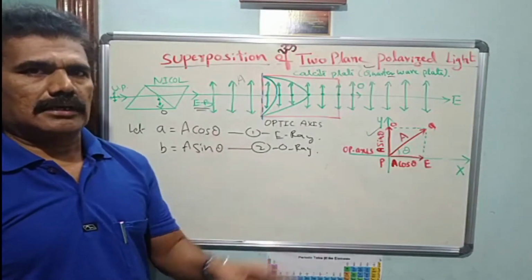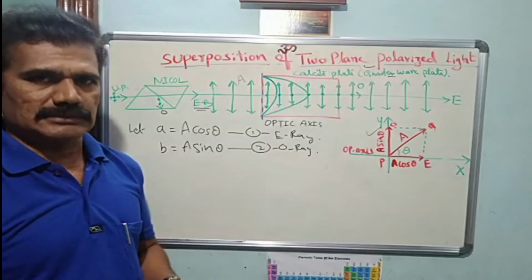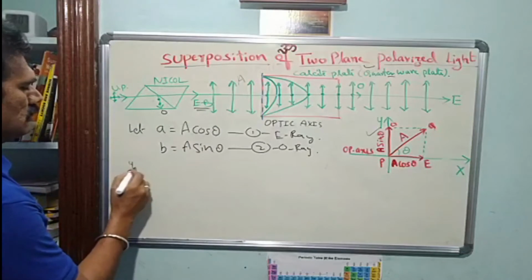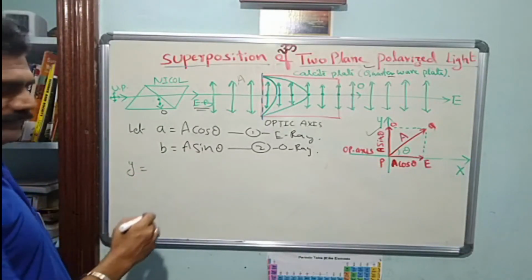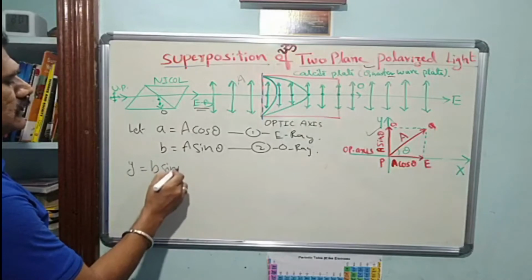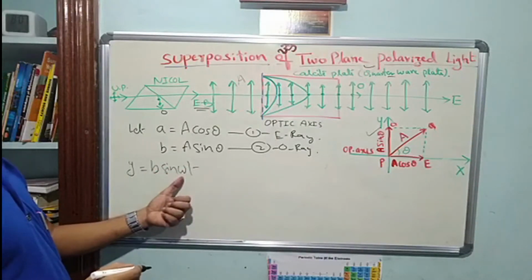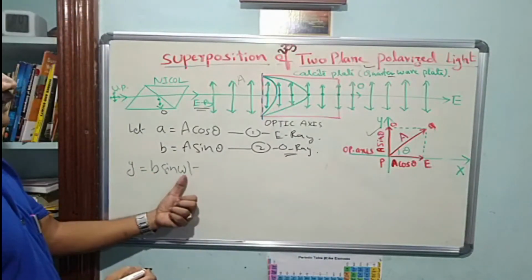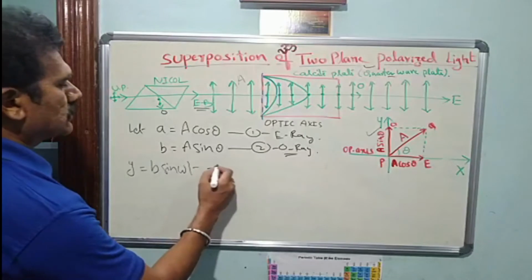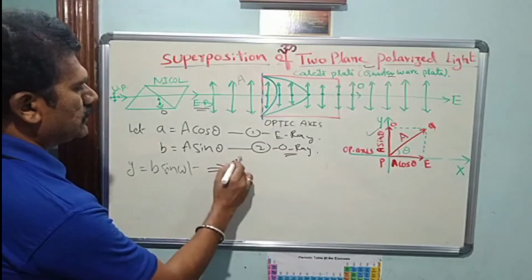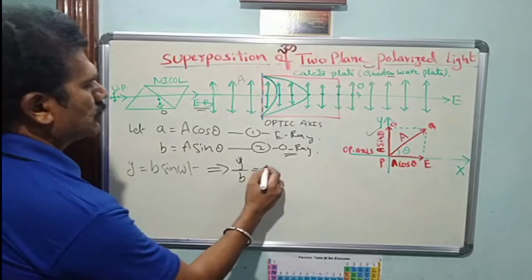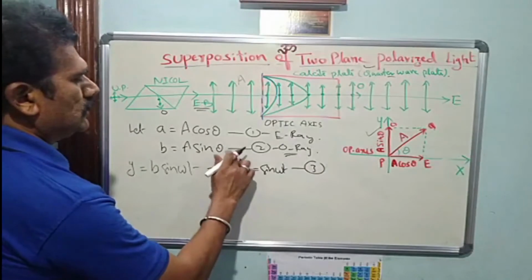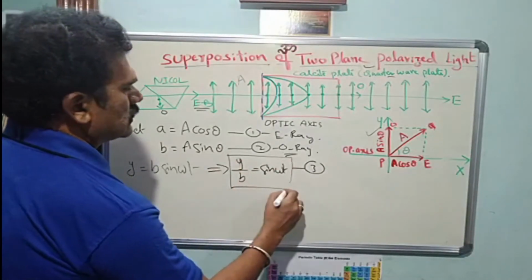This kind of propagation of light waves can be considered according to simple harmonic motion, SHM, basic equations. You can write the equation for the displacement of the vector as y is equal to b sin omega t, where omega is the angular frequency. We are considering the ordinary ray first. The same equation I will write as y by b is equal to sin omega t.